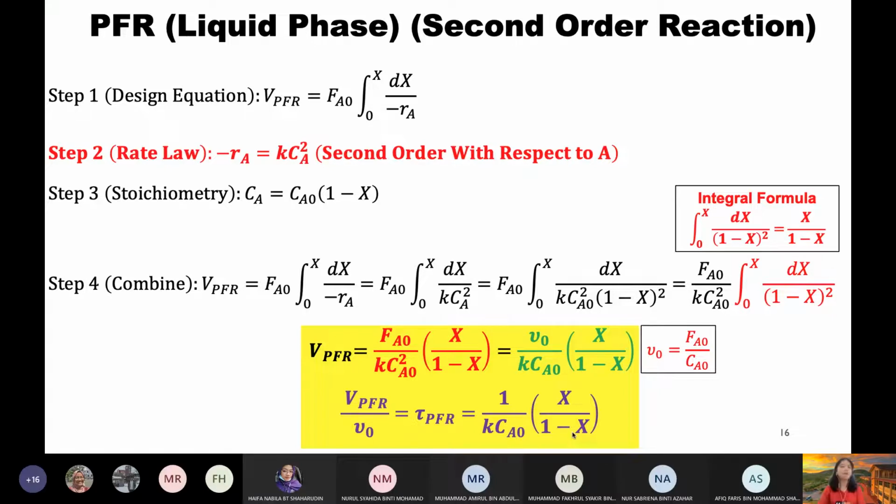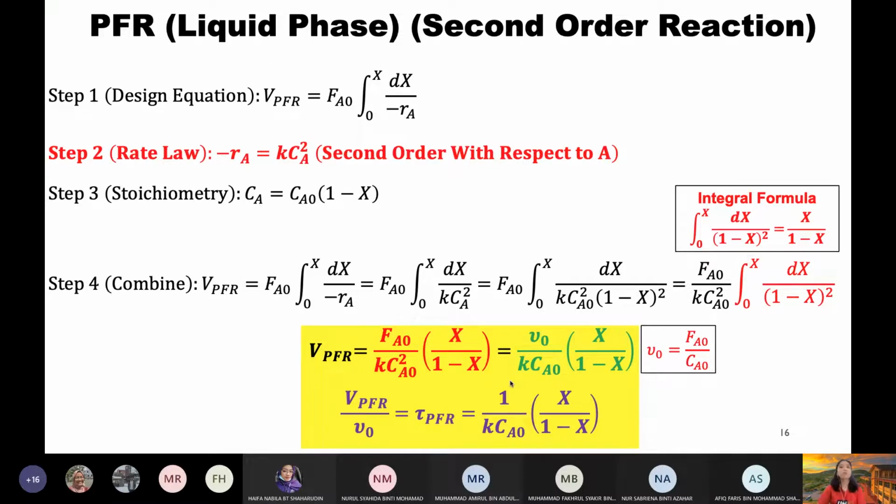So same concept, these three equations are only and only applicable if soalan kamu ataupun masalah kamu fulfill these three: PFR, liquid phase, minus RA equals K CA square. Salah satu tak fulfill, equation ni dah tak boleh digunakan.